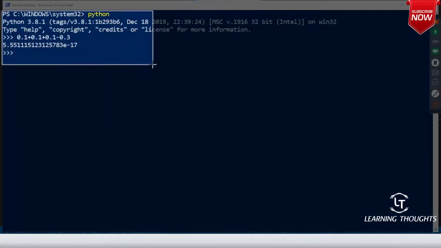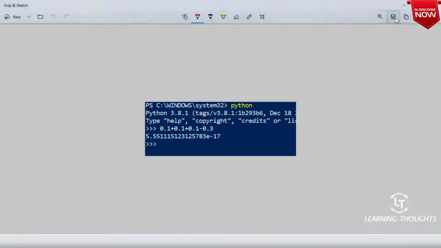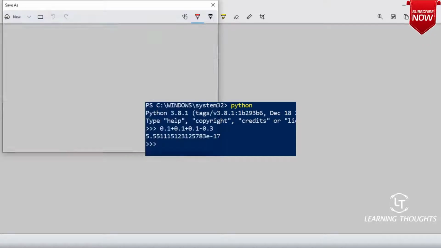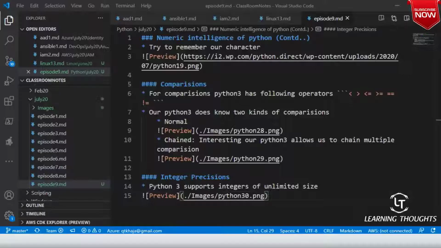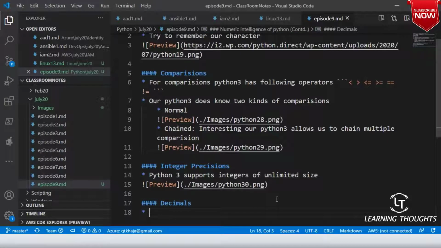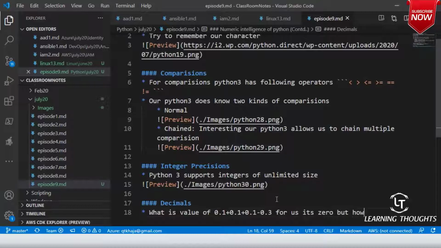So generally whenever you are doing this kind of work, you have to be slightly careful. Decimals. Okay. What is the value of 0.1 plus 0.1 plus 0.1 minus 0.3? For us, it's 0. But how about Python?